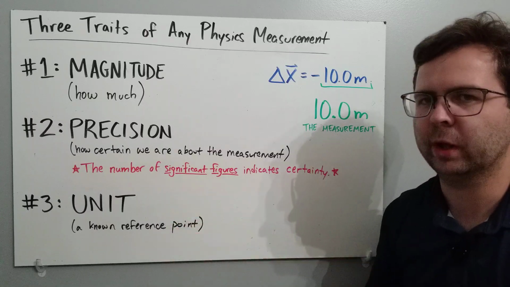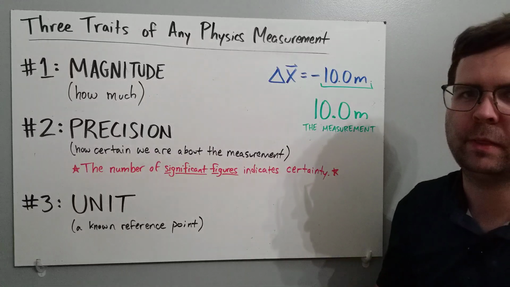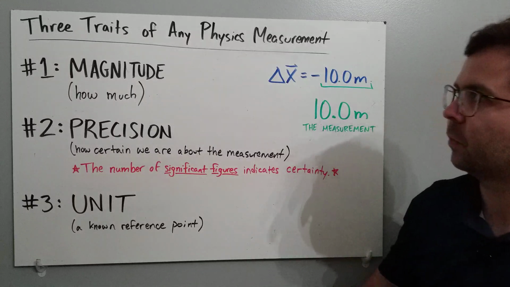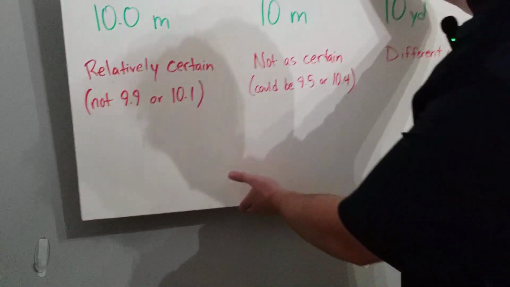And the third is the unit. And this is just some known reference point. So in this case, it would be the M, which stands for meters. So those are the three traits of any physics measurement. So let me show you three measurements that look very similar, but they have some differences.